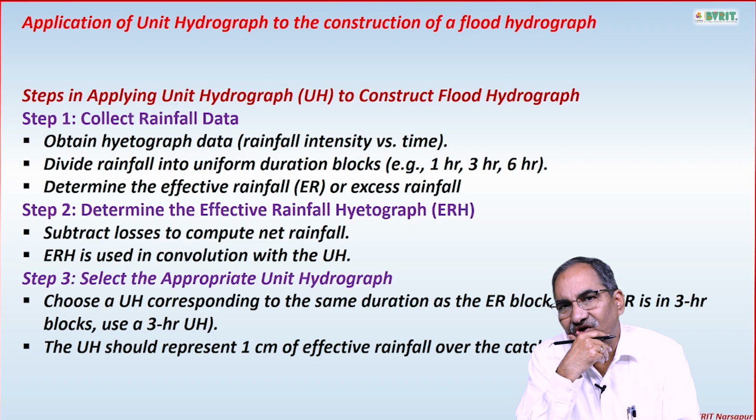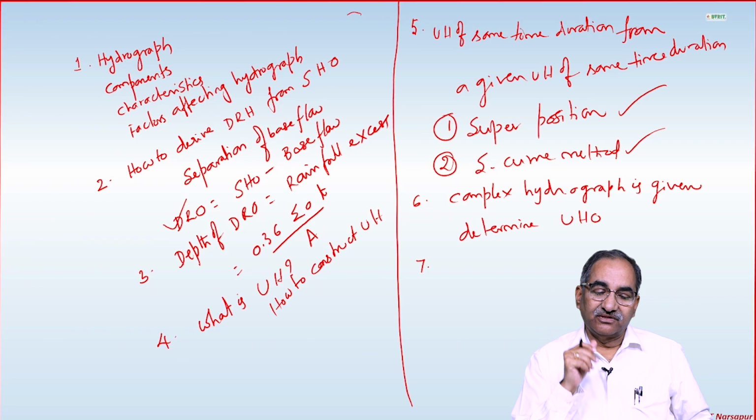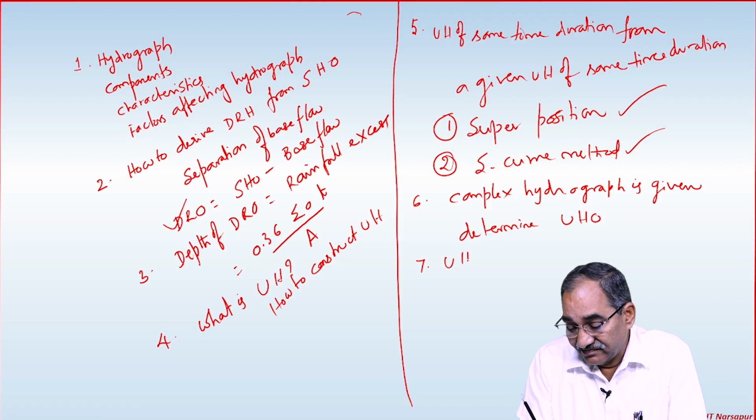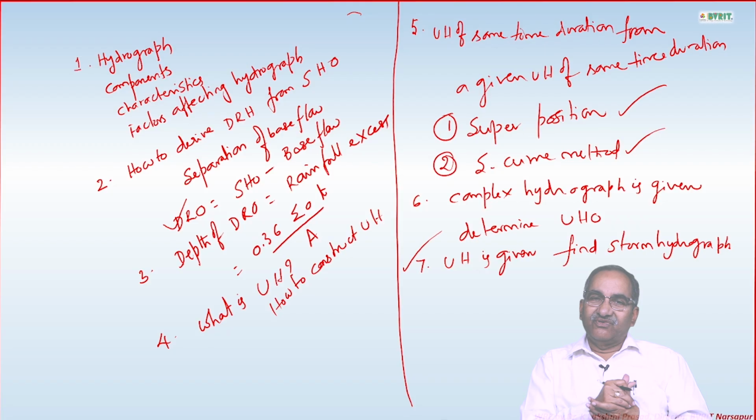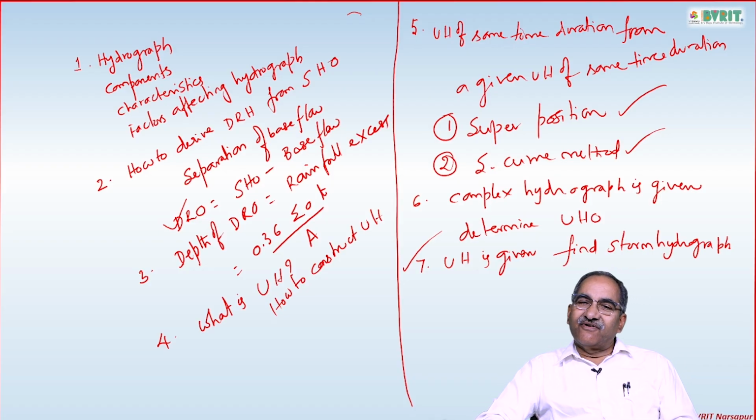What will we focus upon in this lecture? Now the UH is given to you, find the storm hydrograph. Previously the storm hydrograph was given and I found the UH. Now the UH is given, find the storm hydrograph. It is almost the same application, from this end to that end. So we will take this up in today's class. The main focus is that a unit hydrograph of some duration is given to you and you are asked to find out the storm hydrograph ordinates. That is our lecture.